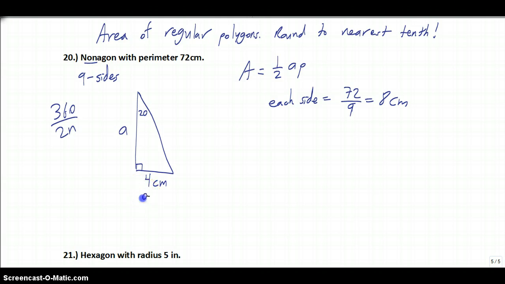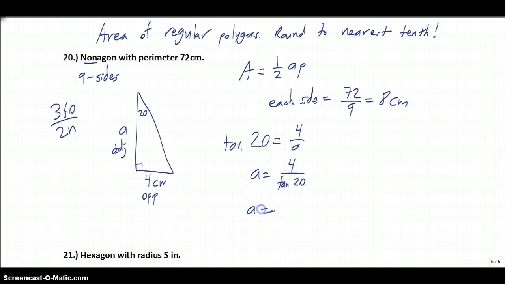So here we go. 4 is opposite. A is adjacent. So we're going to be using tangent of 20, and that equals 4 over A. Pull the old switcheroo, of course. And whatever 4 divided by the tangent of 20 is, that will be your apothem. And I get 10.9899. Don't be dyslexic with your numbers, of course.